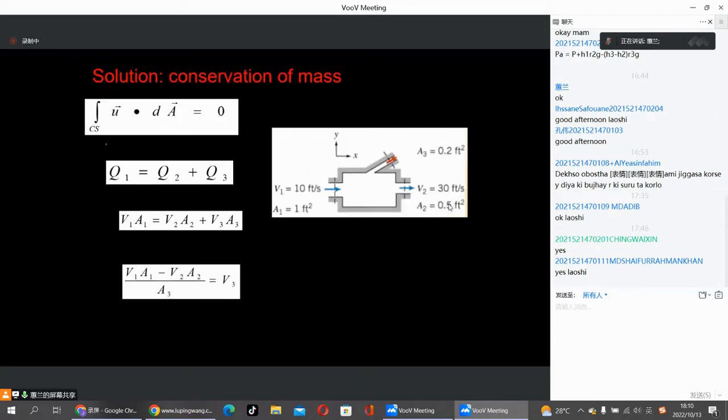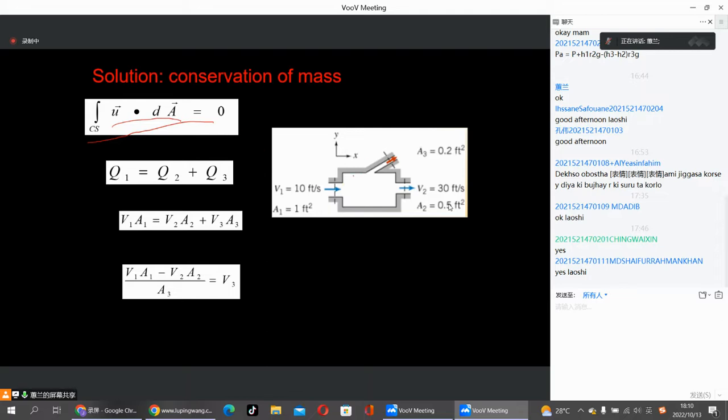So here, according to the mass conservation, or the continuity equation of total flow, over the control surface of this control volume, the sum of the volume flow rate over the control surfaces of the control volume I have chosen will equal 0.